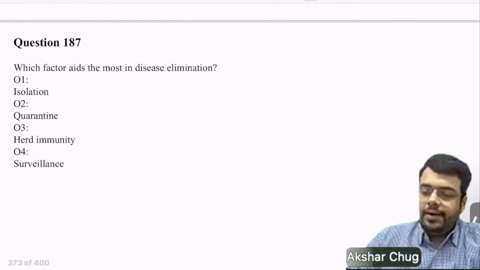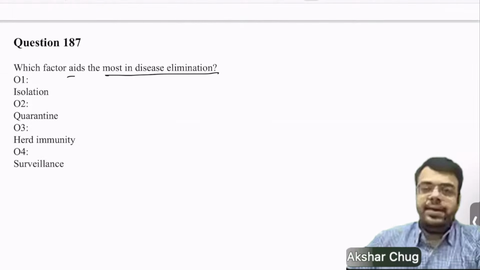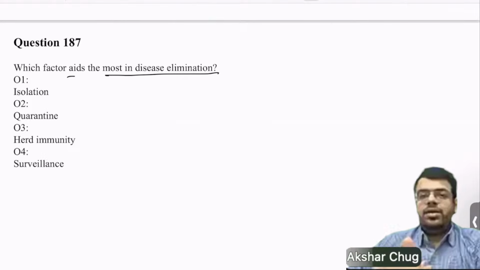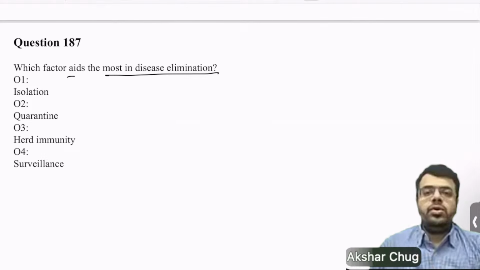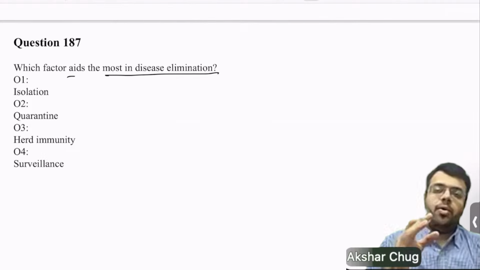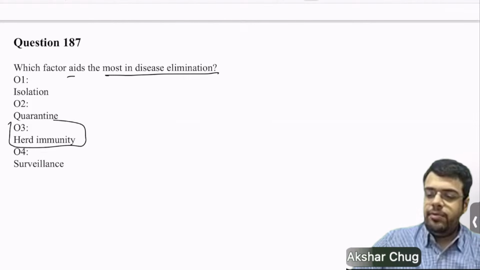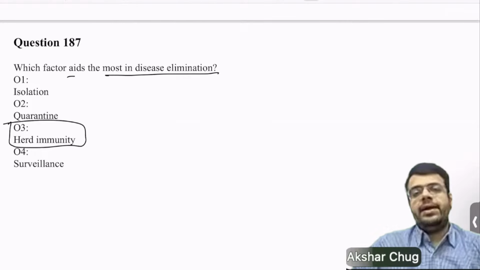Which factor aids the most in disease elimination? Now let's take an example. In the COVID-19 pandemic, what was the reason that COVID-19 rapidly declined after a point of time? It was not due to isolation, it was not due to quarantine. Even when isolation and quarantine were practiced, the COVID cases still kept on rising. The major determinant on why COVID-19 cases fell was development of herd immunity. The development of herd immunity is the most important factor in disease elimination.